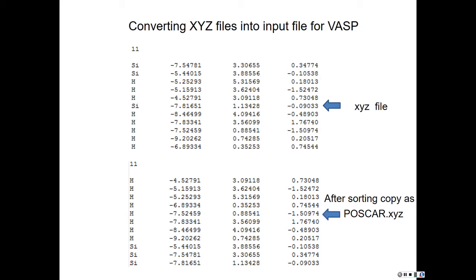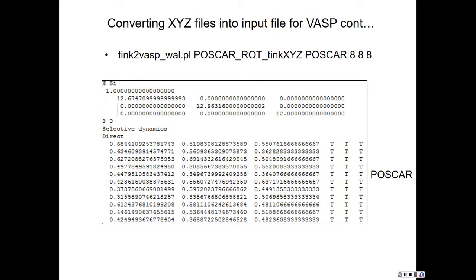Then we can copy this file to the directory in VASP, and we can sort it. As we can see here, the silicons and hydrogens are scattered. After sorting, we can see these atoms are organized: first all hydrogen atoms, and then all silicon atoms. And we can save this file as oscar.xyz. After that, we can use this command to make a POSCAR file.